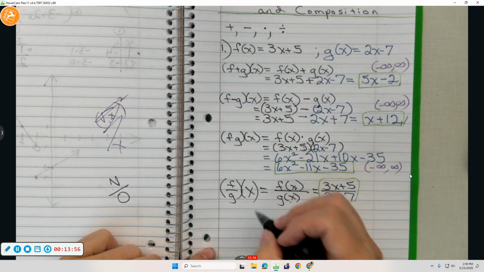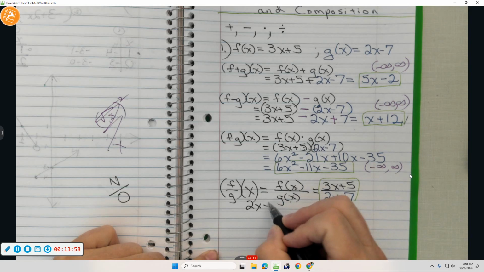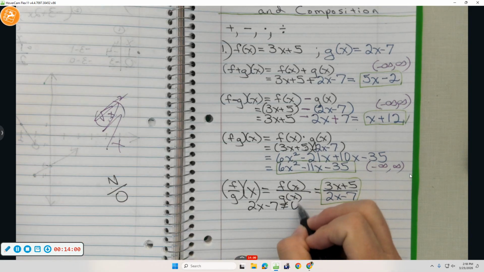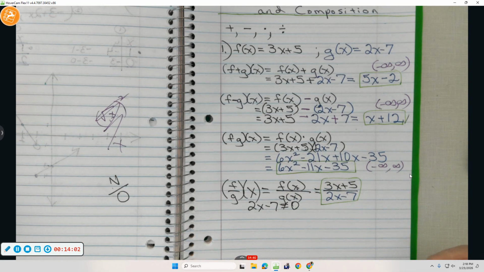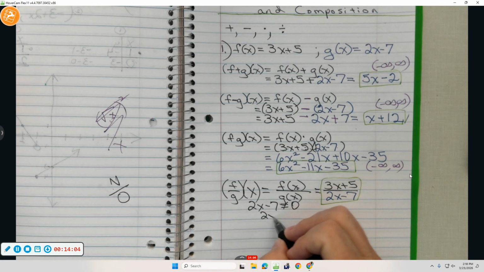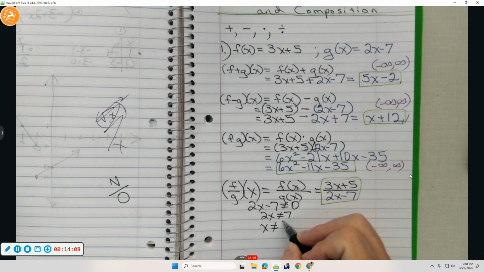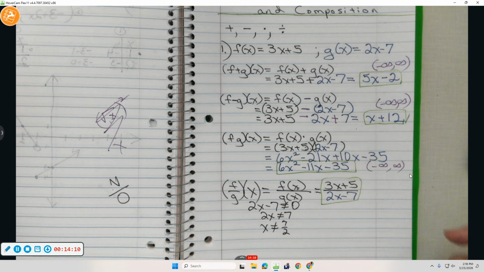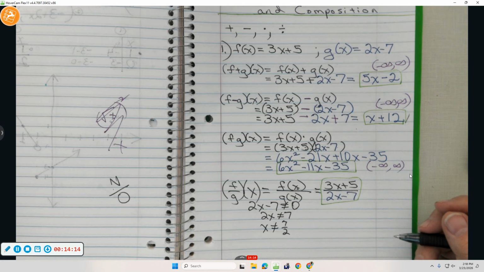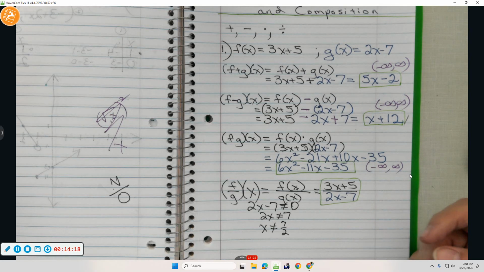So you cannot allow 2x minus 7 to equal 0. So 2x cannot equal 7. So x cannot equal 7 halves. So if we were going to write this domain out in words, we'd say all real numbers except 7 halves.